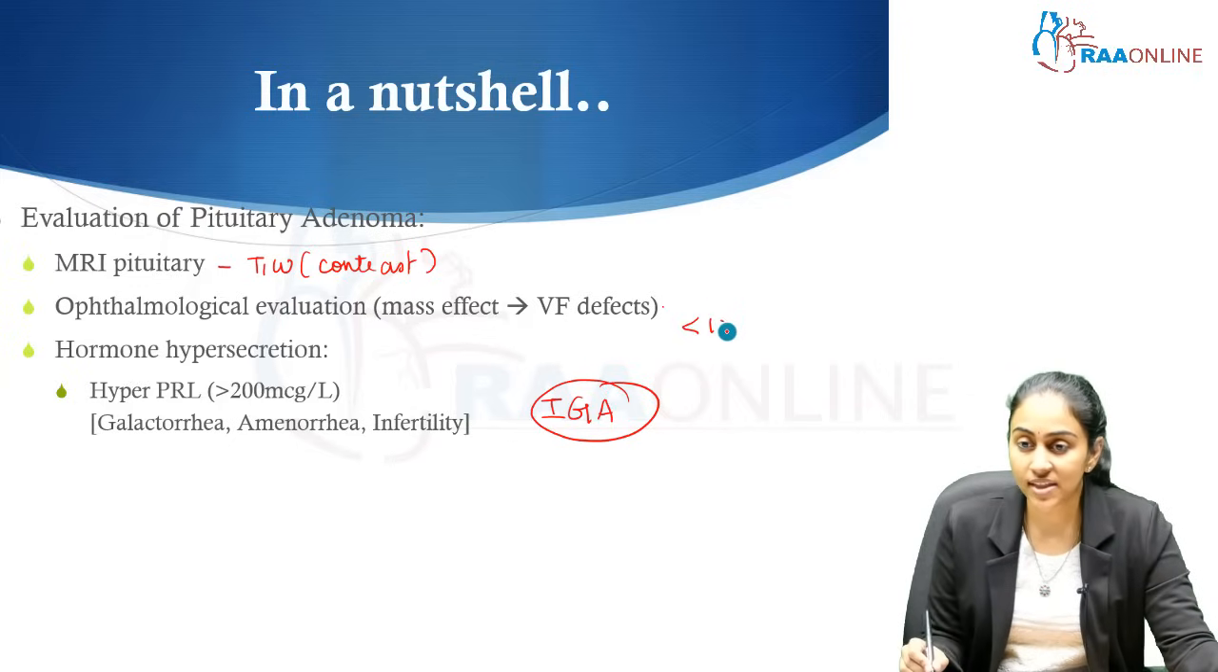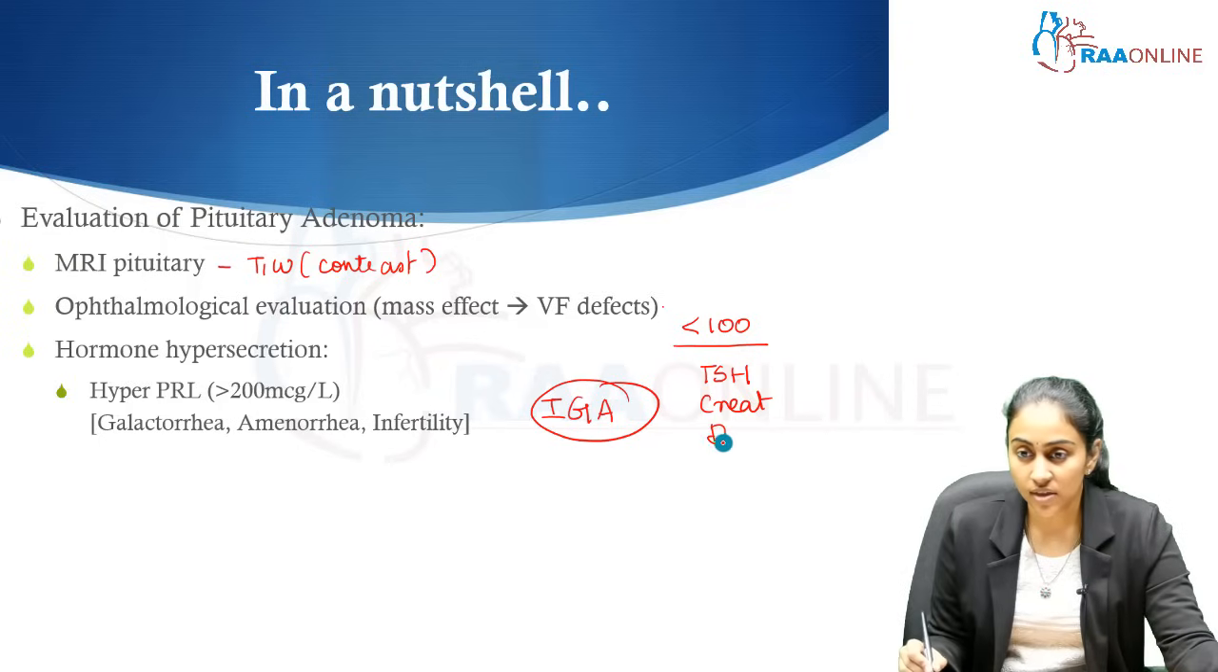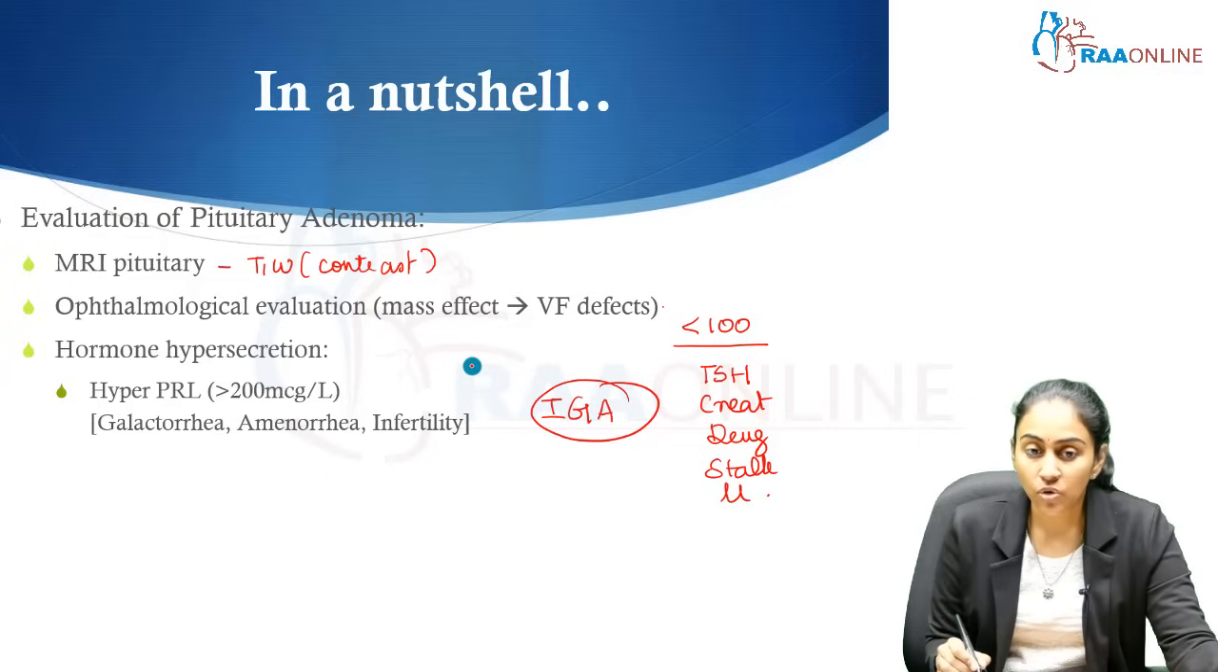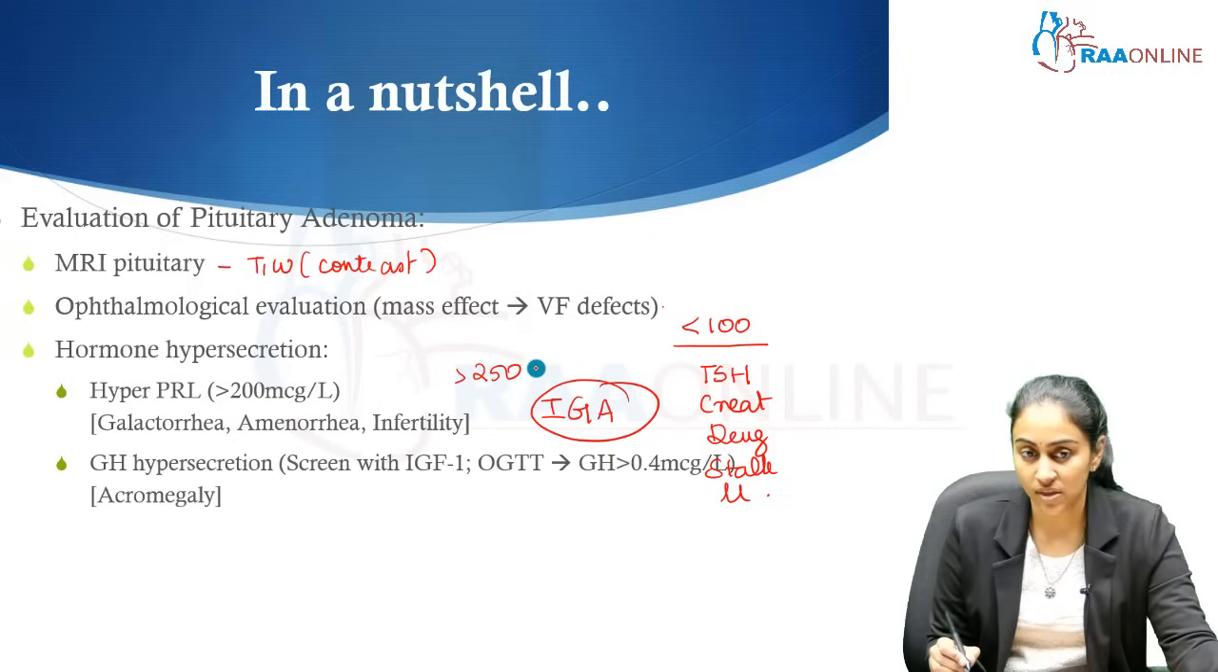If prolactin is less than 100 microgram per liter, then you will have to rule out hypothyroidism, renal failure, drugs or stalk effect. Rarely it could be a microprolactinoma. Most macroprolactinomas are going to have prolactin levels of more than 250 microgram per liter.